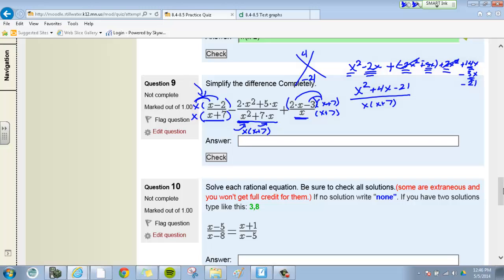Remember, we still have the common denominator of x times x plus 7. Okay, now can we factor this? Oh, you bet we can. We've got a negative 21 and a 4 on top. So what times what is negative 21 and adds together to 4? What is that? 7 and 3. Which one's positive? No, this one's negative. Oh, so this is good. So we have x plus 7 on top, x minus 3 on top, over x times x plus 7. Now what cancels? Well, the x plus 7's cancel. So we're left with x minus 3 over x. Make sure you use parentheses.